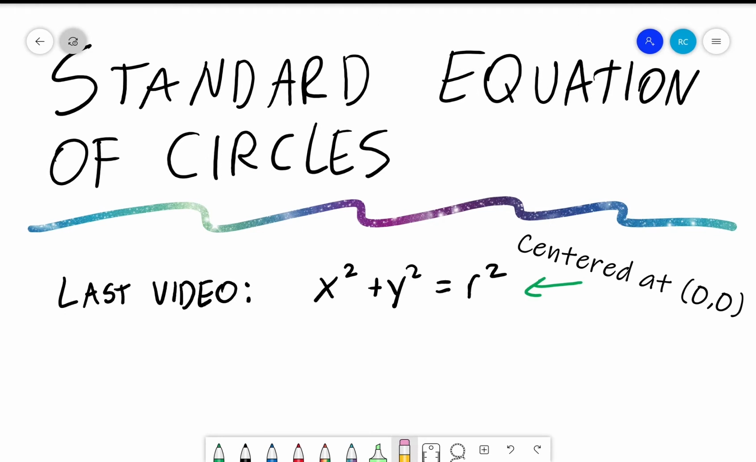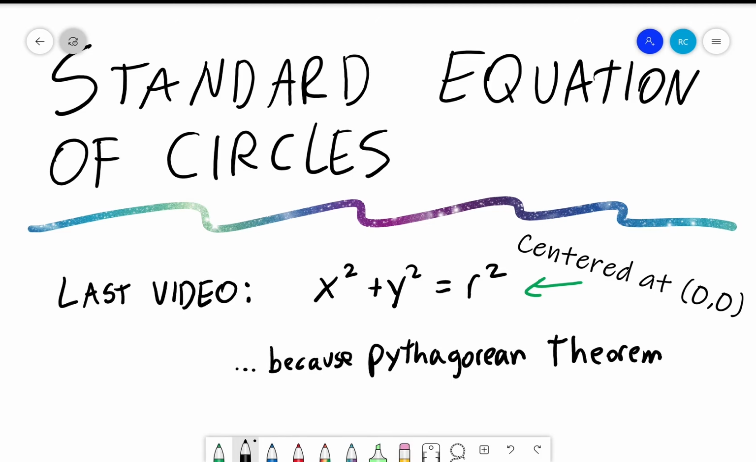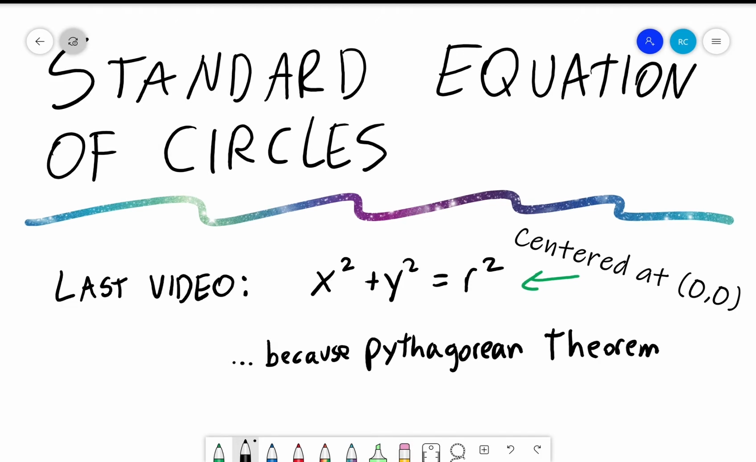Last video we learned that the equation of a circle that has its center at 0, 0 is x squared plus y squared equals r squared, because it's essentially just a generalization of the Pythagorean theorem. I'll take a moment here so that you can pause the video and jot down some notes if you need to.